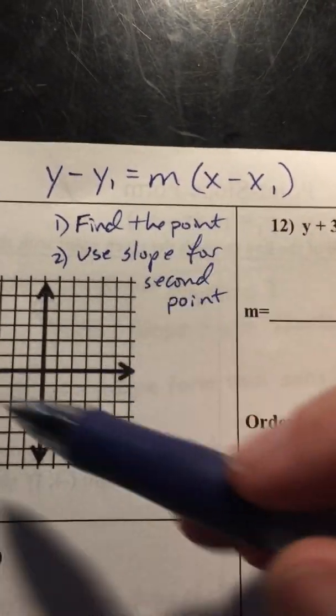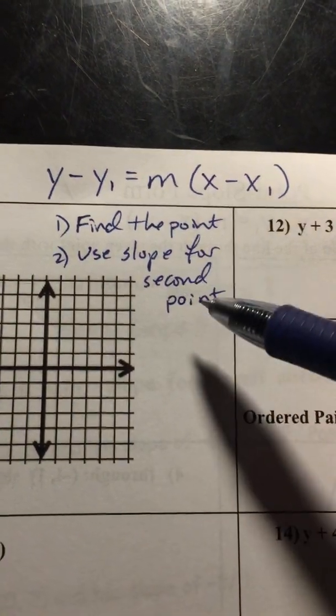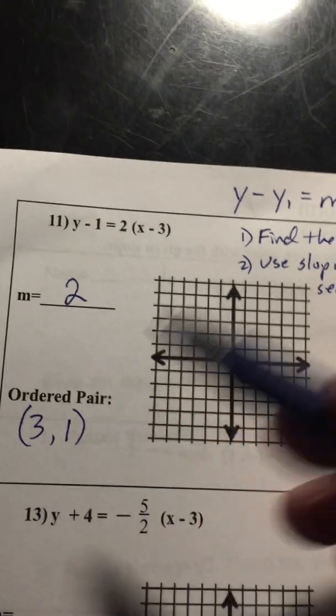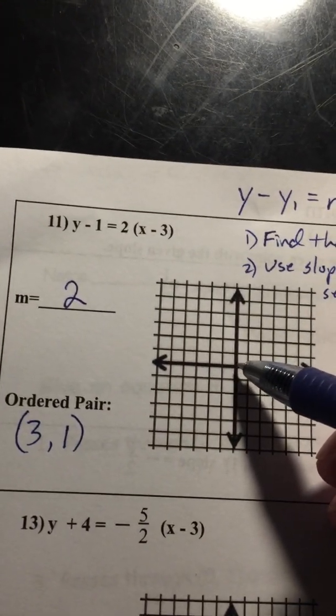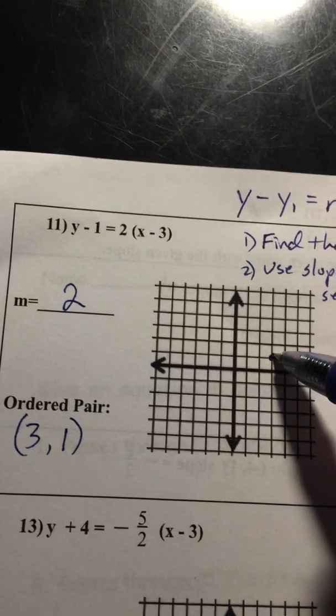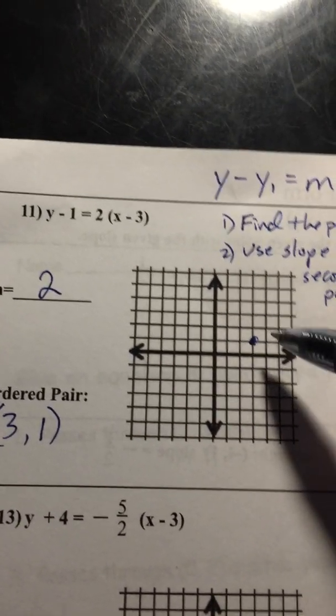Now, when we graph this, you want to find the point first on the graph, and then we're going to use the slope to find a second point. And then once I have 2 points, I can draw the line. So the ordered pair is 3, 1. So from the origin, I'm going to go right 3 and up 1. 1, 2, 3, positive 3, and positive 1. My line goes through that point.